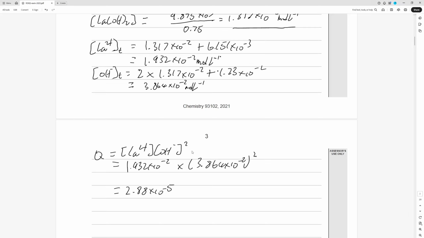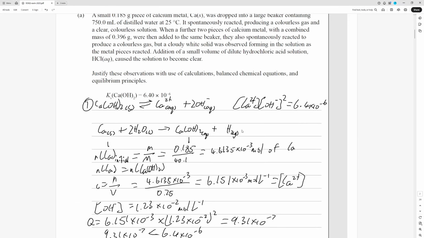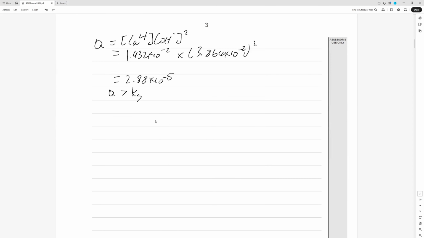And you'll note now that Q is actually greater than the maximum solubility, because maximum solubility is only 6.4 times 10 to the power of negative 6, meaning that therefore we get a precipitate. The precipitate here is calcium hydroxide. Now, generally, with group 2 hydroxides, they're basically all going to be white precipitates. So if you struggle with inorganic chemistry and identifying colors, that's just a general rule of thumb that you can get.